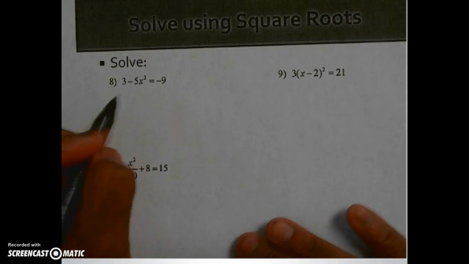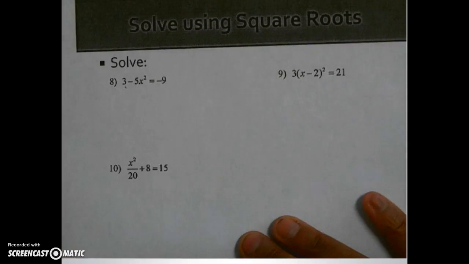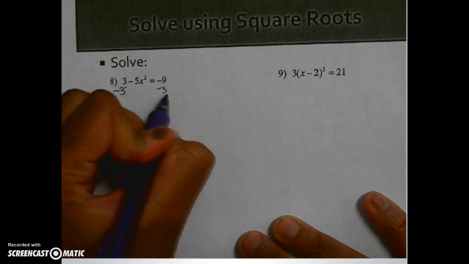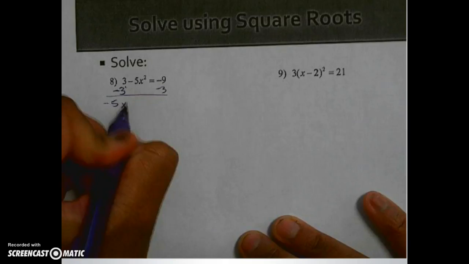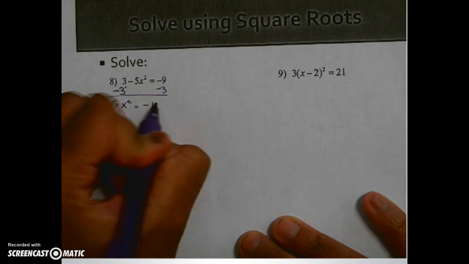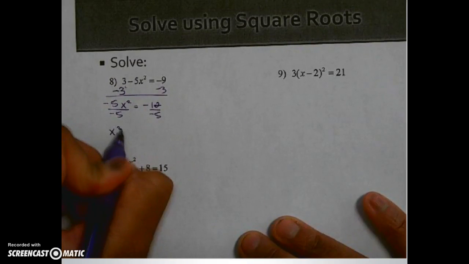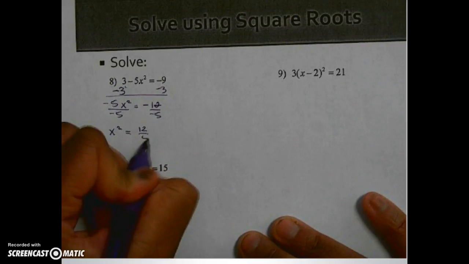Alright, so solve. We're going to solve this just as if this was just a regular old x. So first thing I'm going to do is subtract 3. And I have negative 5x squared is equal to negative 12. Then I'll divide by negative 5. And I have x squared is equal to 12 over 5.